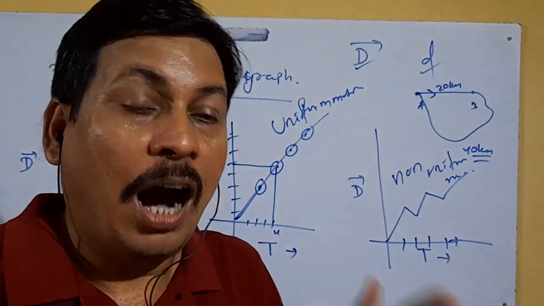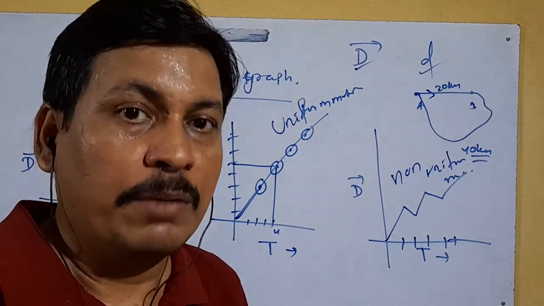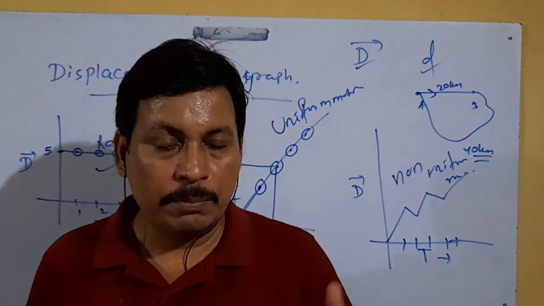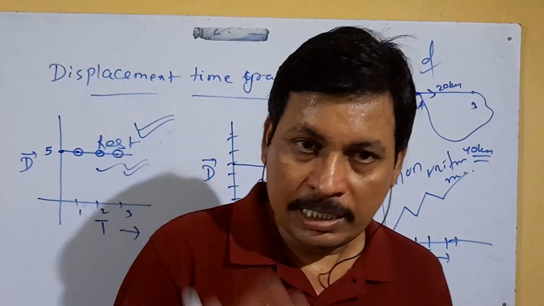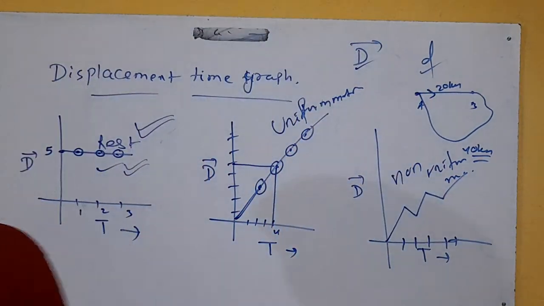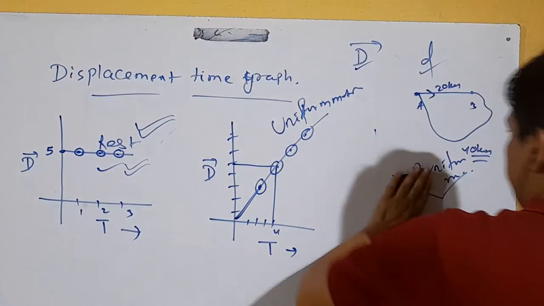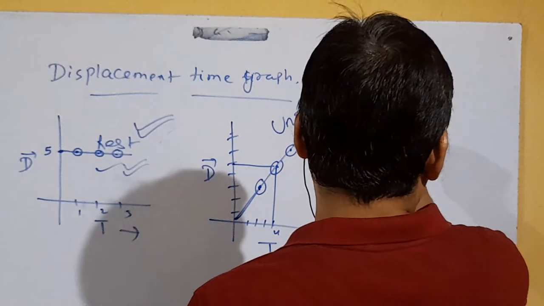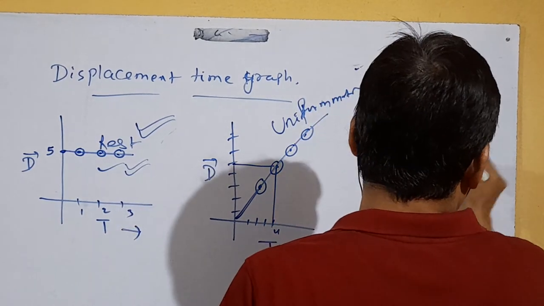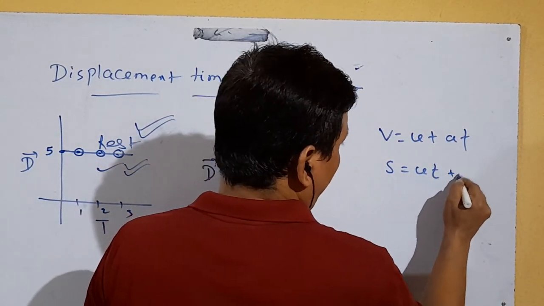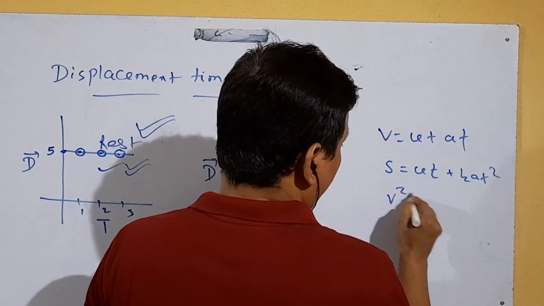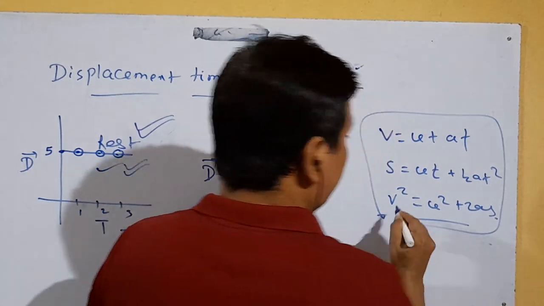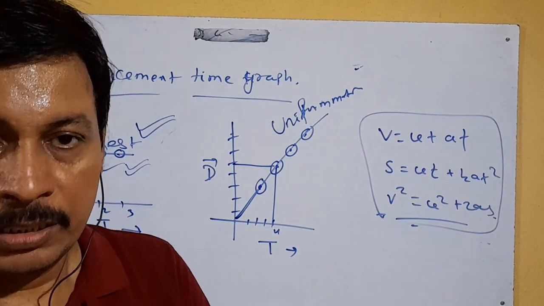Based on this displacement time graph, in the next video I will explain how the displacement time graph can prove the equations of linear motion. Linear motion means the body is moving in a straight line. For that we can explain three equations: v equals u plus at, s equals ut plus half at squared, and v squared equals u squared plus 2as. I will explain these in the next video.